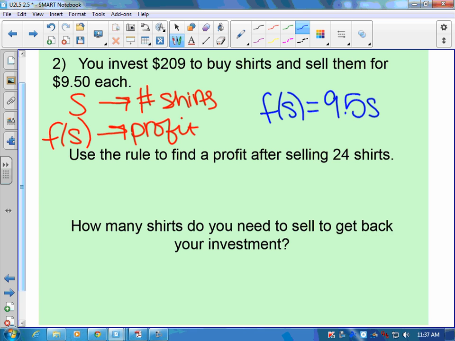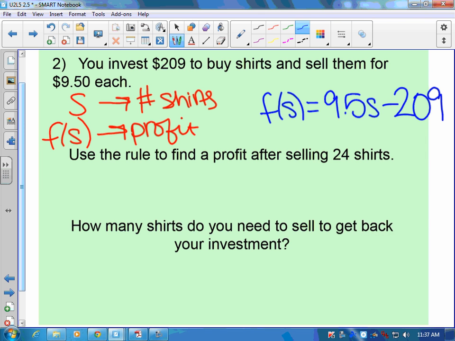What about that 209? What should I do with that? Because I spent 209, I'm going to earn $9.50 per shirt. So I have to subtract what I spent from the money that I'm going to make.